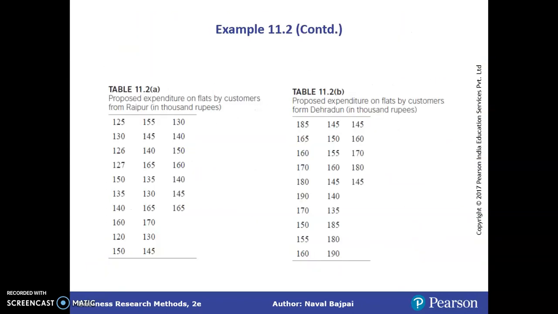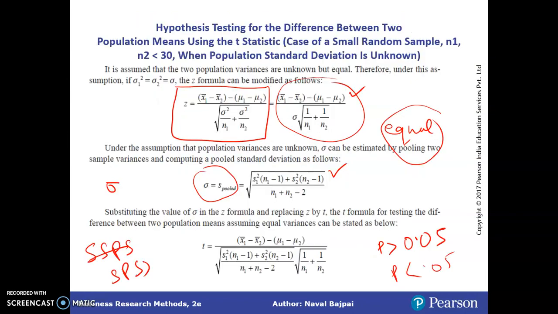Okay, so one thing you need to calculate in the t-test is the pooled standard deviation and the t-value. Another thing you need to calculate in the t-test is the degrees of freedom. This is also very important.